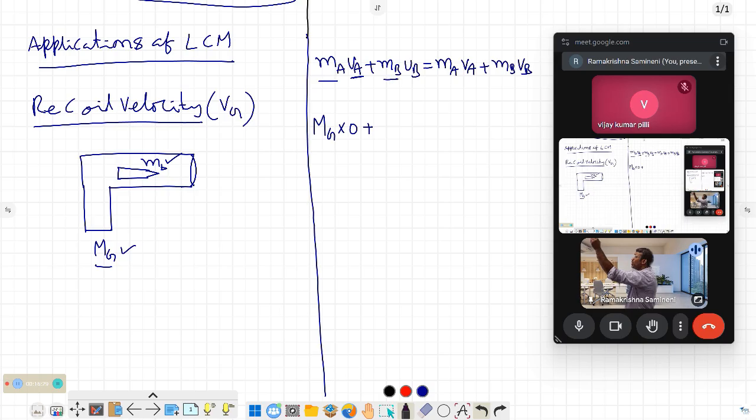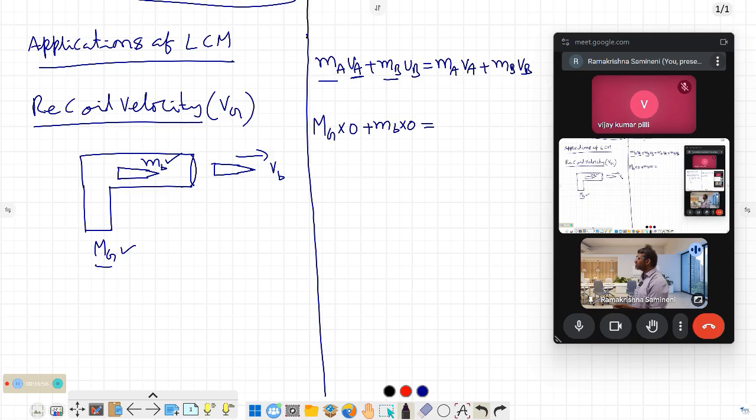Plus, what is the mass of the bullet? That is small m into small b. Now, what is the speed of the bullet? Bullet also not moving before firing. Both are not moving, so 0. So both are 0 before firing. Is equal. After firing, what happens? The bullet will come out from the gun and moves with a speed. That speed we are calling as Vp.